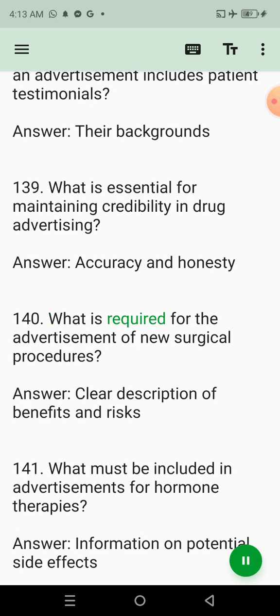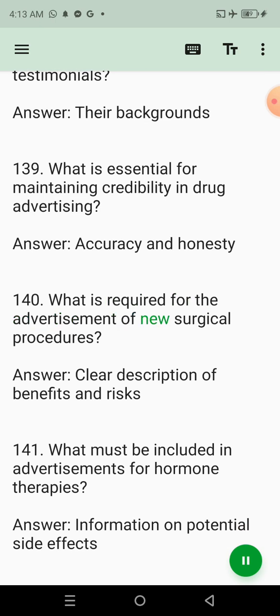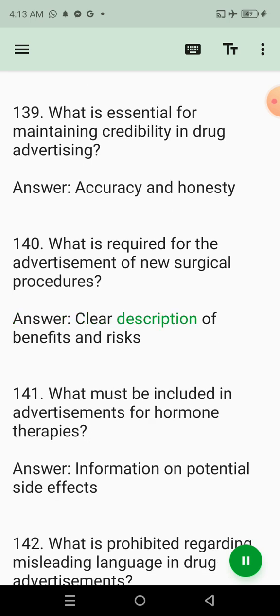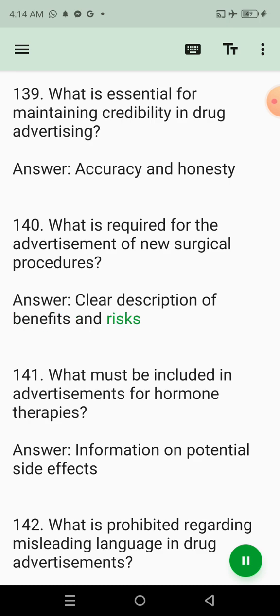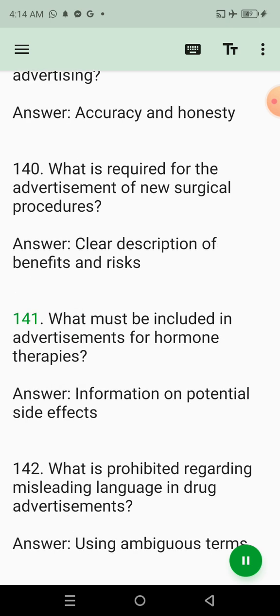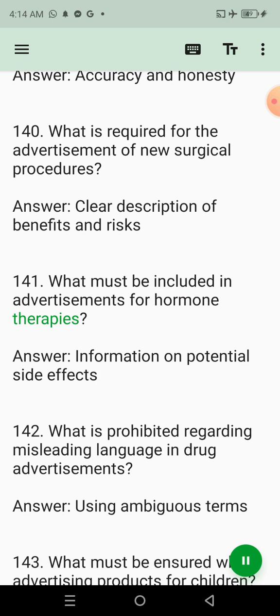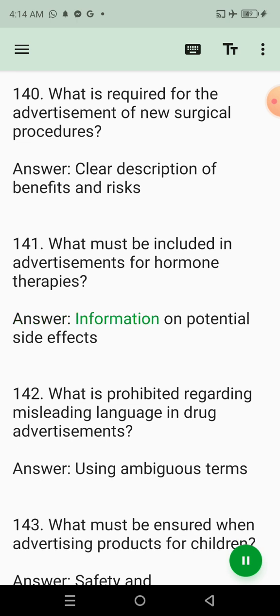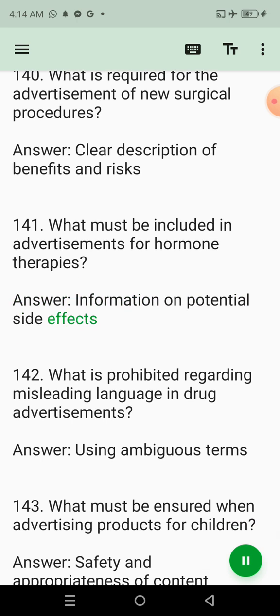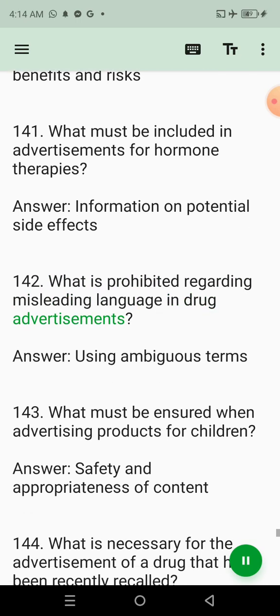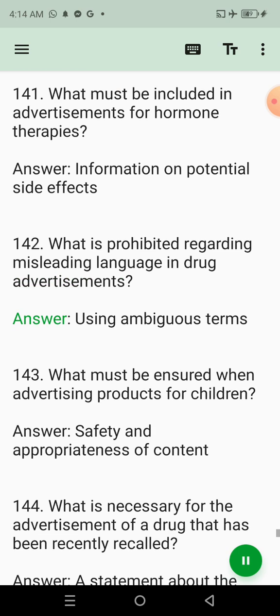140. What is required for the advertisement of new surgical procedures? Answer: clear description of benefits and risks. 141. What must be included in advertisements for hormone therapies? Answer: information on potential side effects. 142. What is prohibited regarding misleading language in drug advertisements? Answer: using ambiguous terms.